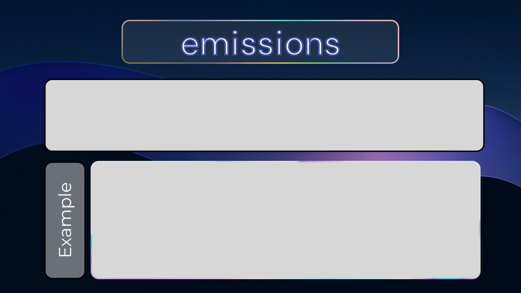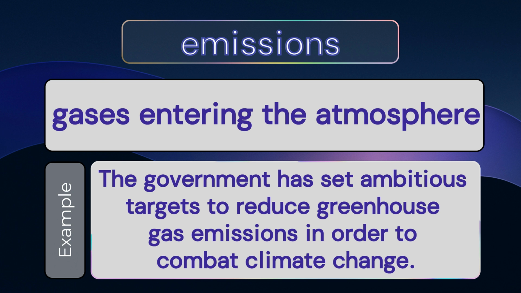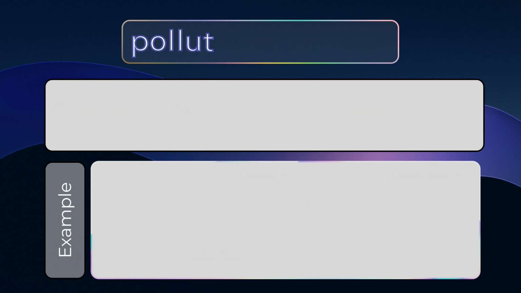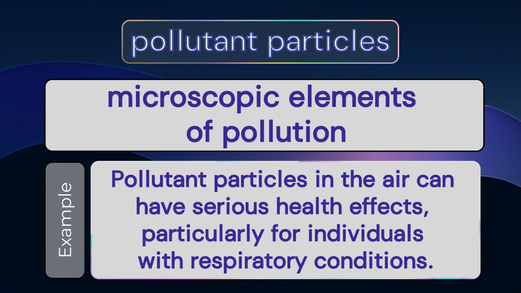Emissions. Gases entering the atmosphere. Example: the government has set ambitious targets to reduce greenhouse gas emissions in order to combat climate change. Pollutant particles. Microscopic elements of pollution. Example: pollutant particles in the air can have serious health effects, particularly for individuals with respiratory conditions.